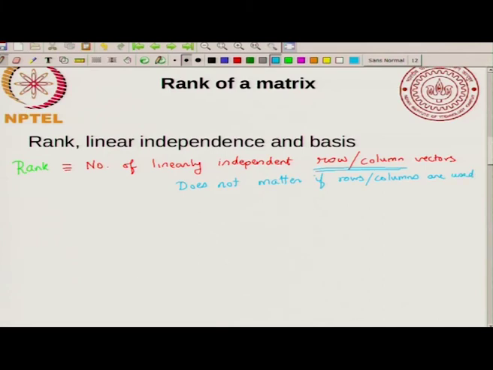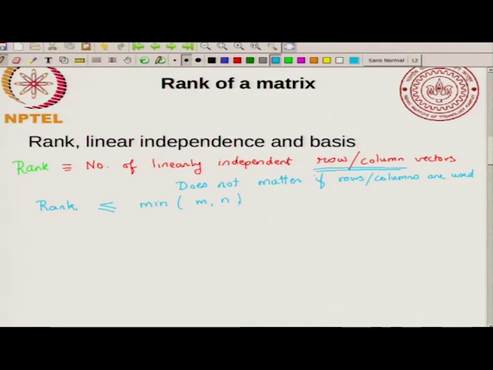Okay, so the idea is that you can use either row or column, and you are fine to calculate the rank. So what this implies is that your rank must be less than or equal to the minimum of m and n.